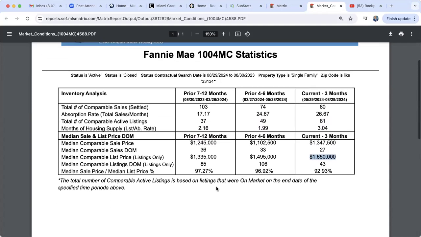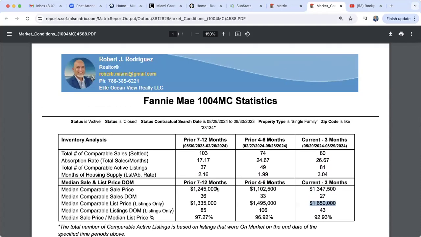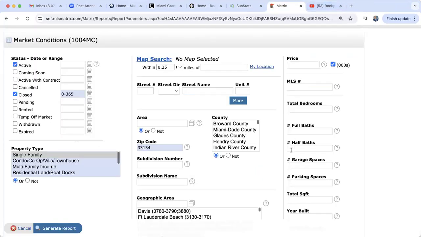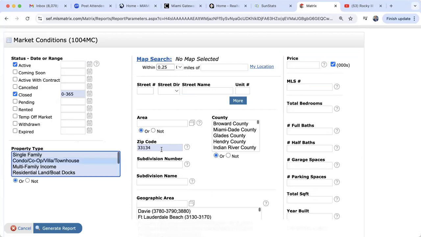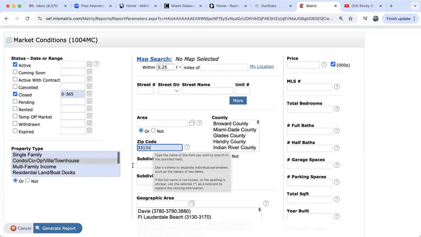All right. Now, guys, this is an excellent report. It's the Fannie Mae 1004 MC report. MC stands for what? Market conditions. All right, so let's go ahead and close that out. I want to show you now how to run this for condos and let's say the Brickell area. All right, so we're going to go ahead and do condos like this. And then I'm just going to switch my zip code to 33131. That's one zip code in Brickell, right? Generate report.